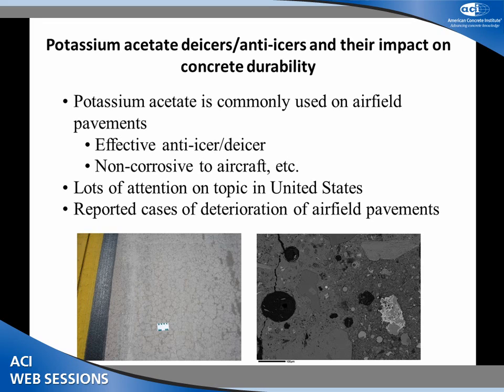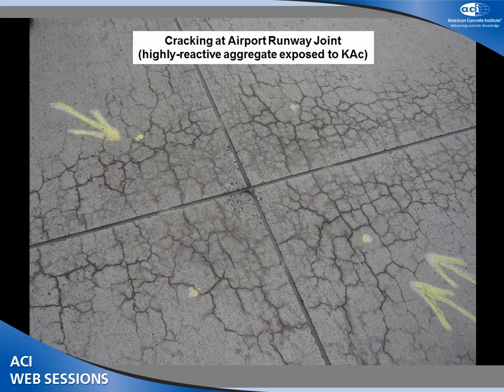And this has actually been a big topic within the past decade here in the United States, because we are seeing a lot more deterioration on some airfield pavements that have potassium acetate applied to them. This is an airport runway here at a joint, and you can see severe cracking occurring here. This is with a severe, highly reactive aggregate that was placed at this airport.